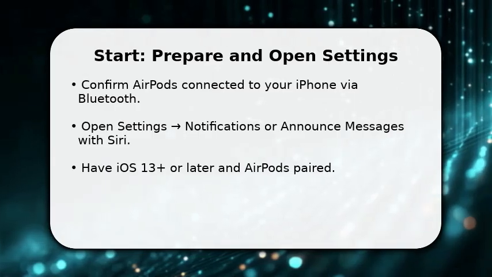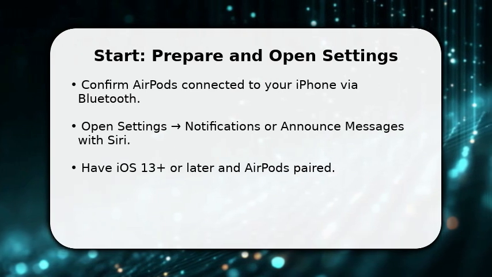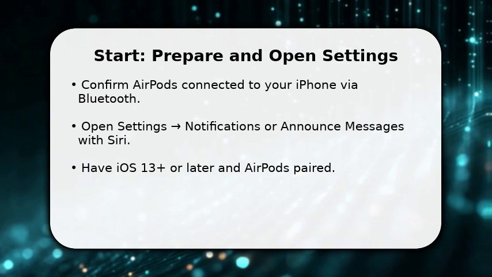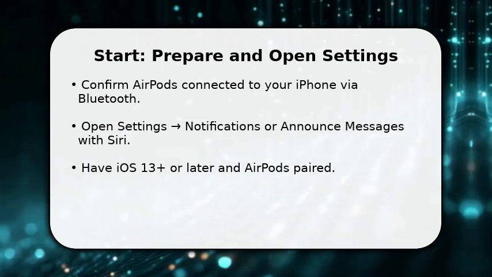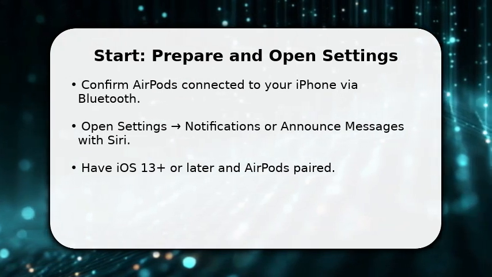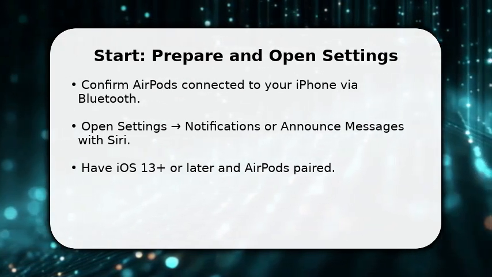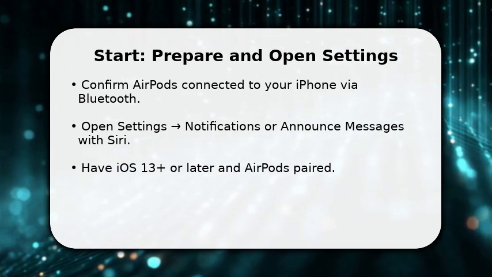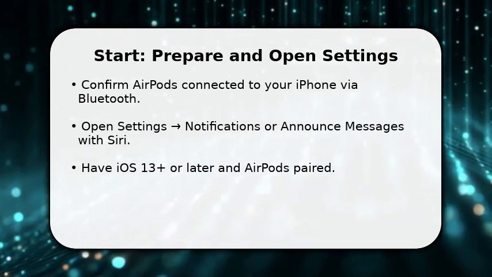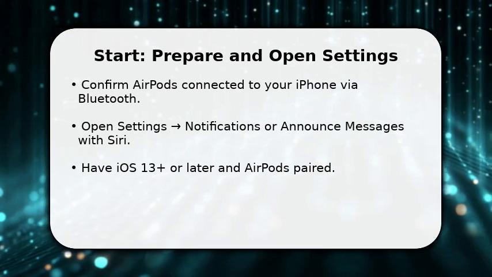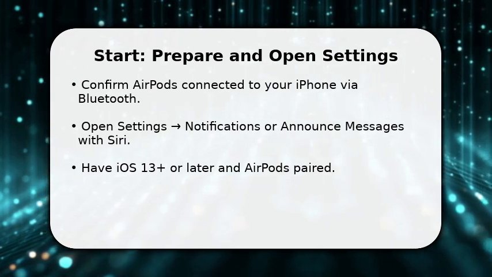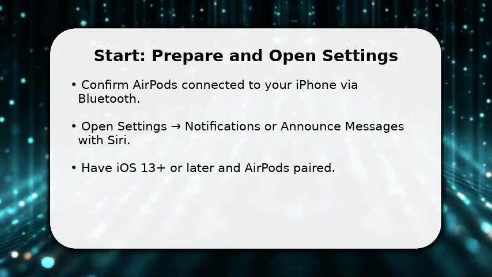You're going to stop announcements quickly. First, confirm your AirPods are connected to your iPhone and unlocked. This ensures you adjust the live settings. Open Settings now and tap Notifications, then find Announce Messages with Siri. It's where iOS routes spoken notifications. Once done, make sure you're viewing the correct device profile if you use multiple AirPods. This immediate access avoids restarting or digging through accessibility later. We'll change the toggle and refine behavior in the next step.